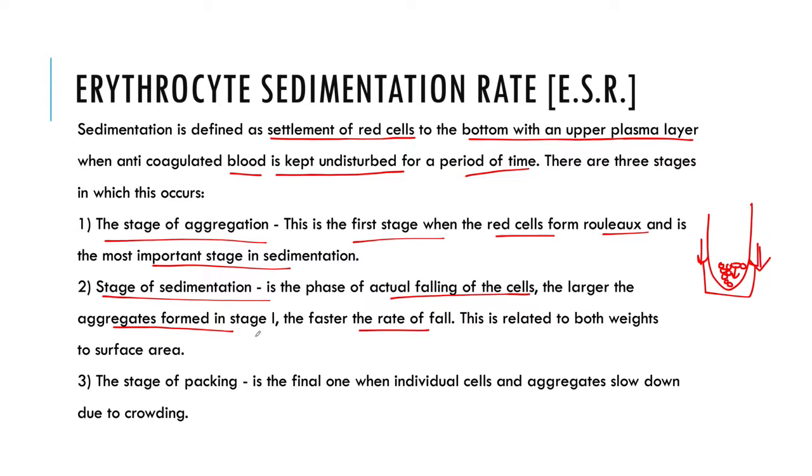And more faster. And the last one is the stage of packing. That is the final stage, when the individual cells and aggregates slow down due to crowding. That means when all the RBCs are taking up the space, it will be difficult for the other RBCs to settle down. So that's why here the aggregates slow down due to the overcrowding of the RBCs.